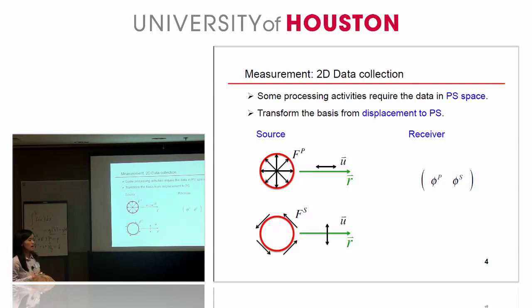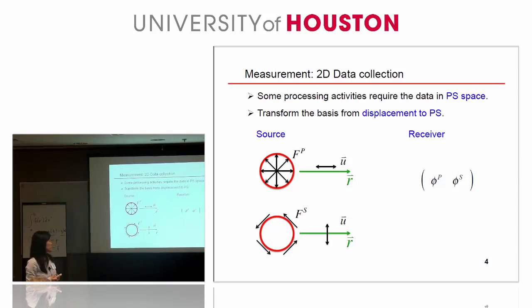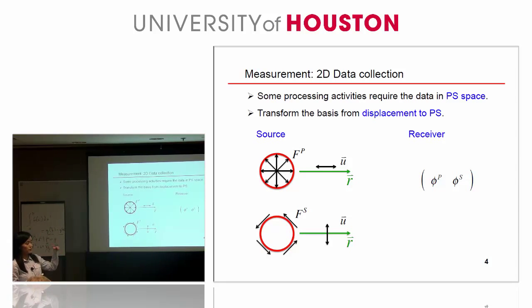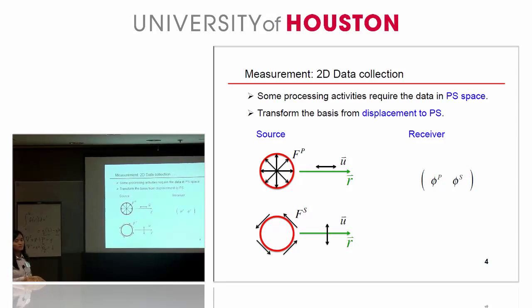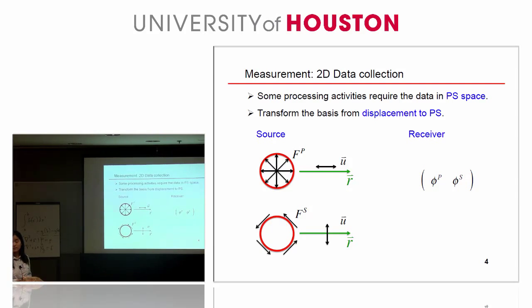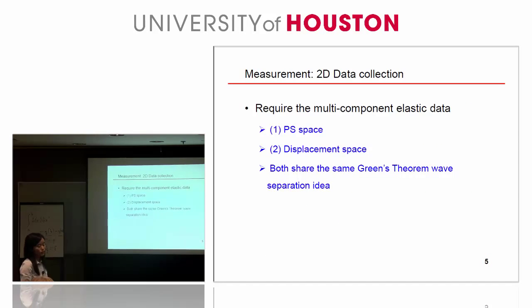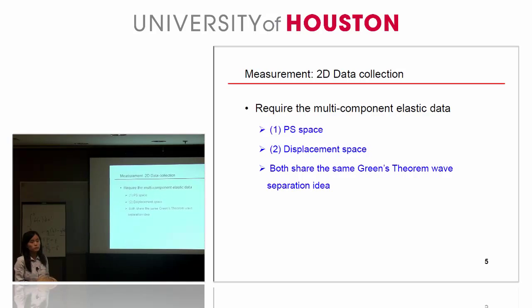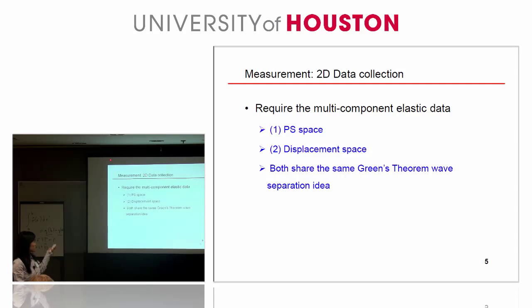Now if you are in the heterogeneous world, even for a single source component, it will give you both P wave and S wave. Here we use phi P to represent the P wave at your receiver side, and we use phi S to represent the S wave at the receiver side. Okay, now our algorithm requires multi-component elastic data, and we have our data in these two spaces.